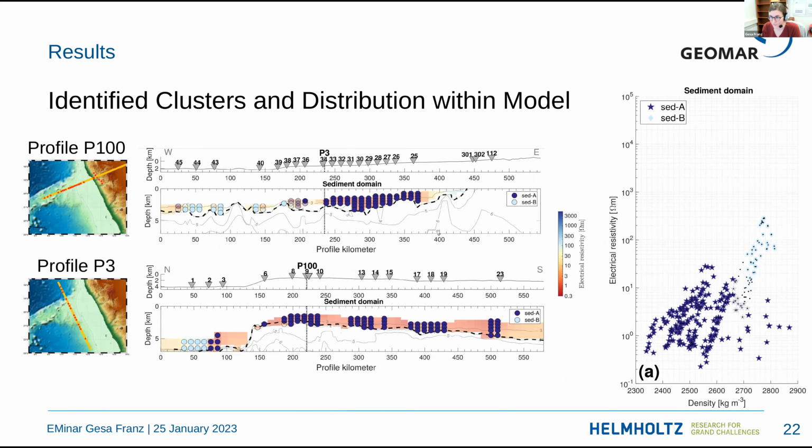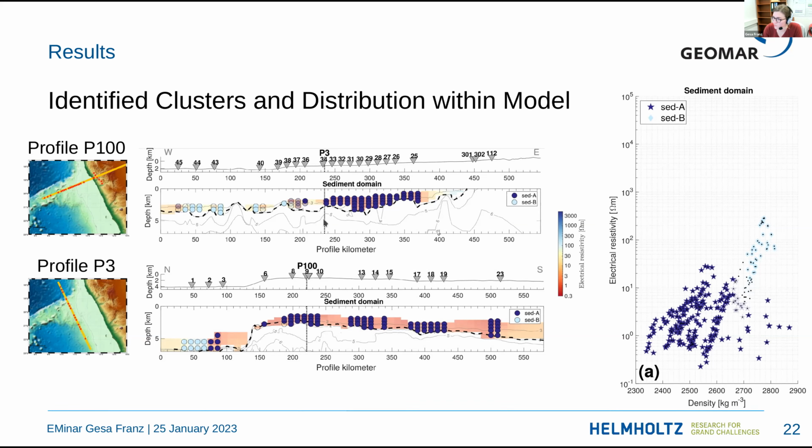So the first one is the sediment domain. Here you can see again the clustering, and then I will always show you the 2 perpendicular MT profiles with the distribution where the clusters are along this profile. And we have 2 clusters in the sediment domain. They are very clearly separated as one of low resistivity below 30 ohm meter and also low density below 2,700 kilogram per cubic meter.